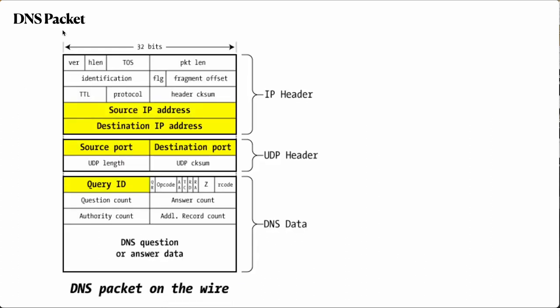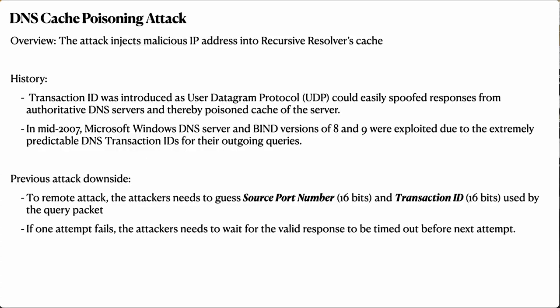And here is the different information stored in the packets. What we will pay attention to here is the source IP address, destination IP address, source port, destination port, and the query ID. So, a little overview of what the DNS cache poisoning attack looks like.